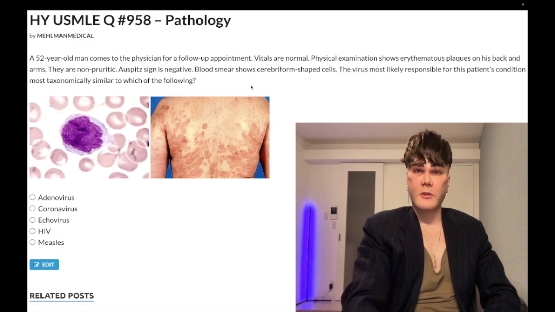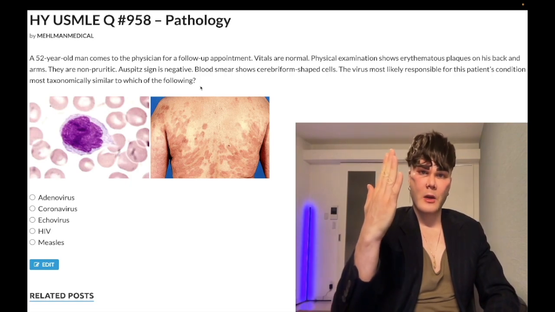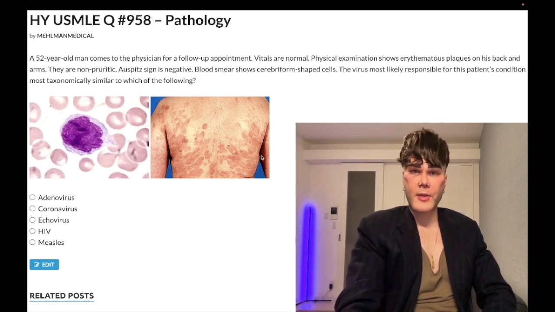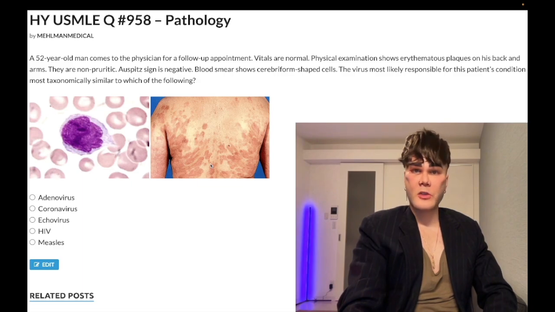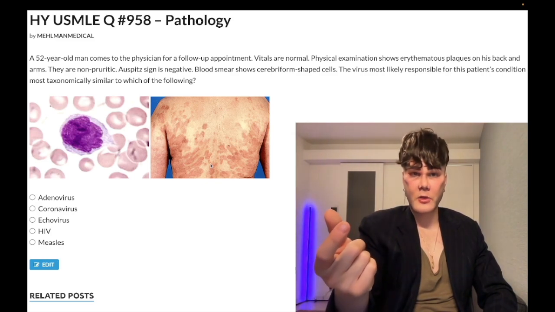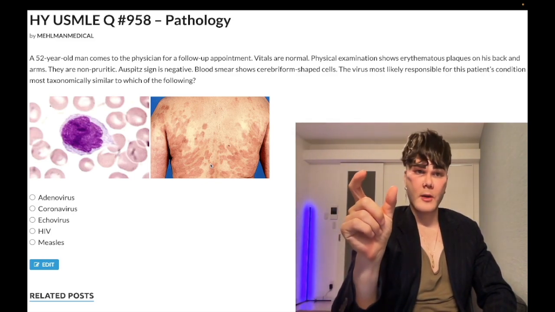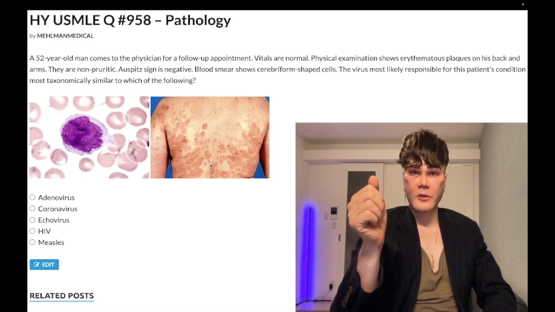Okay, but what you do need to know is this very buzzy descriptor in a vignette. If you see cerebriform shaped cells, you know right away that we're referring to mycosis fungoides / Sézary syndrome. Let me explain. So this image here showing us the erythematous plaques. This is called mycosis fungoides. It's a T-cell lymphoma, a cutaneous T-cell lymphoma, where if you biopsy these plaques, you'll see T cells with a characteristic cerebriform shape. Okay, the literature gives you a mix of the cells being cerebriform versus the nuclei being cerebriform. Doesn't matter because that word means mycosis fungoides / Sézary syndrome anyway.